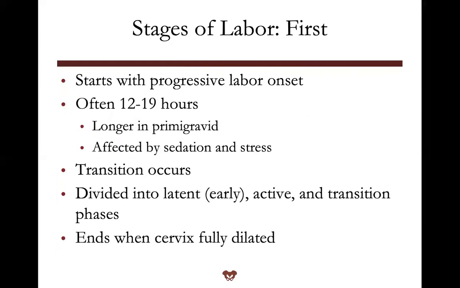So the first stage is going to begin with that progressive labor onset. It will often, on average, last 12 to 19 hours, but it can be much less than that, and it can be much more than that. It's going to be longer in primigravid women, or women who are giving birth for the first time, so in their first pregnancy. And then this first stage will be affected by sedation and by stress.